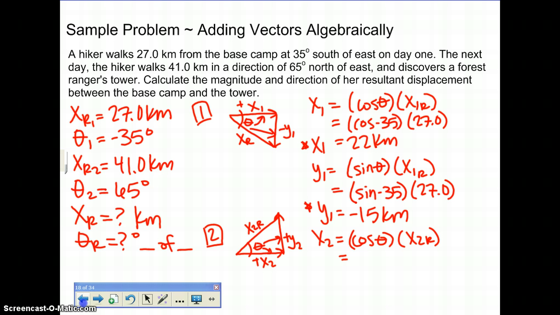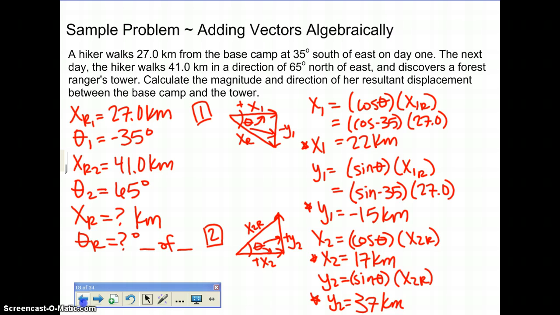You understand how to plug in the math now at this point, so let's just skip to the chase. That should be 17 kilometers for x2. And your y2 is sine theta times x2r. Therefore, your y2 value should come out to be 37 kilometers.